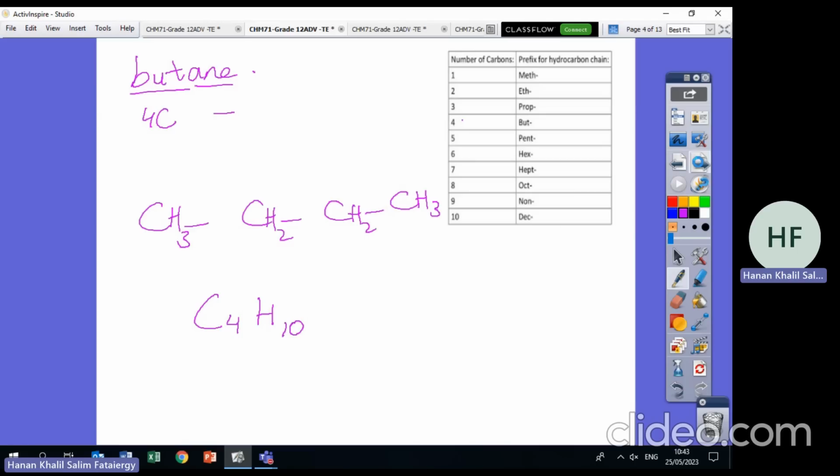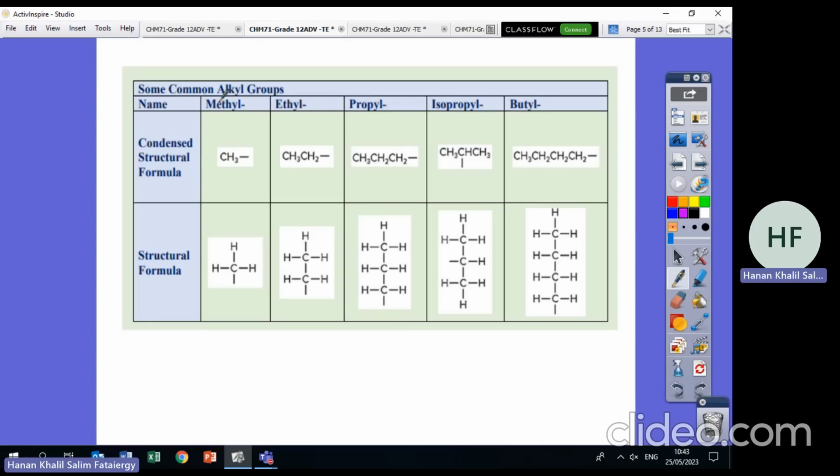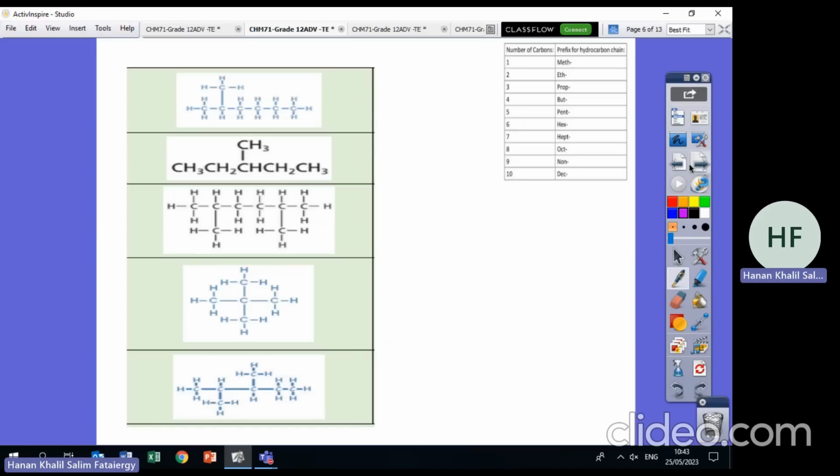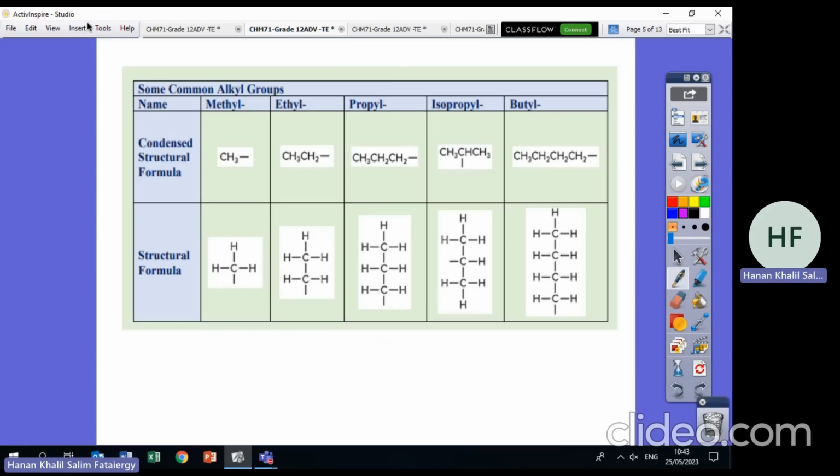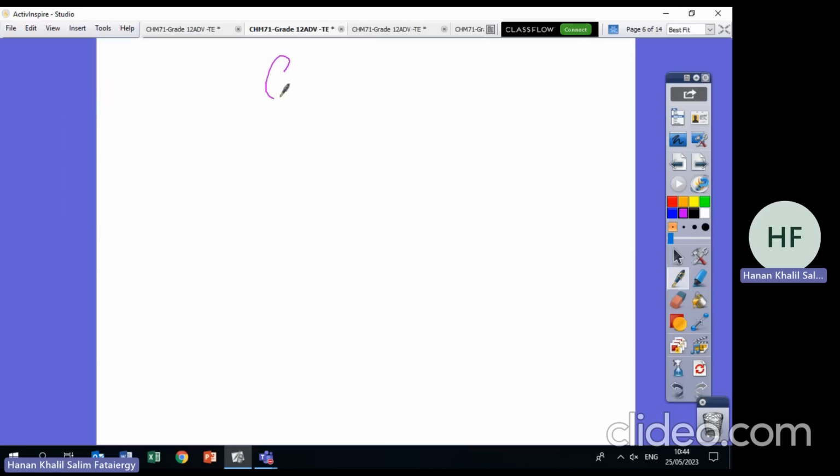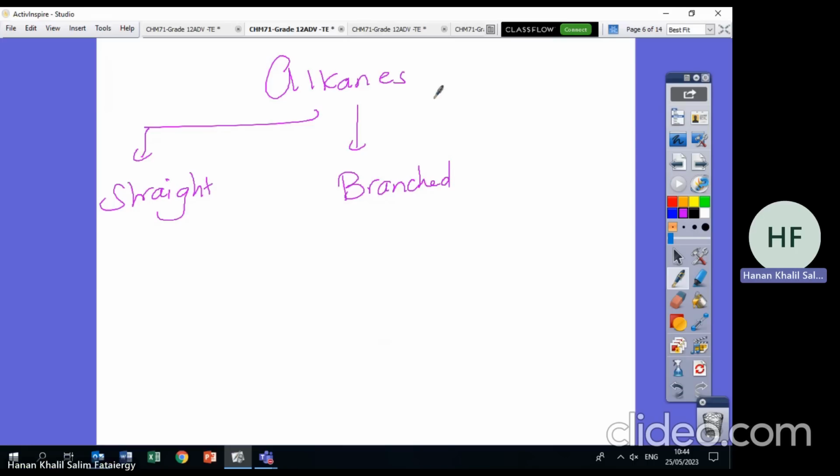Okay, now next. Okay, these are called branches. Sometimes we have meth, we have eth, we have prop. Okay, these are called the branches. Later on, I will explain for you the branches. Now, regarding the alkanes, we have 3 types of alkanes. We have the straight alkanes, and we have the branched alkanes, and we have the cycloalkanes.